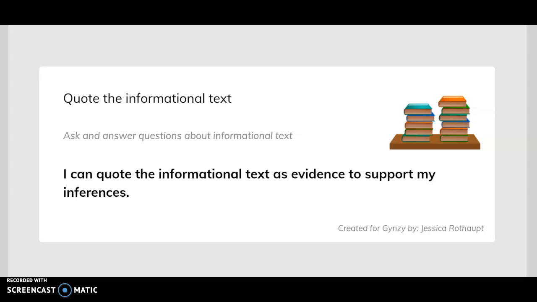Hello students and welcome. Today we'll be quoting the informational text. Ask and answer questions about informational text. I can quote the informational text as evidence to support my inferences.